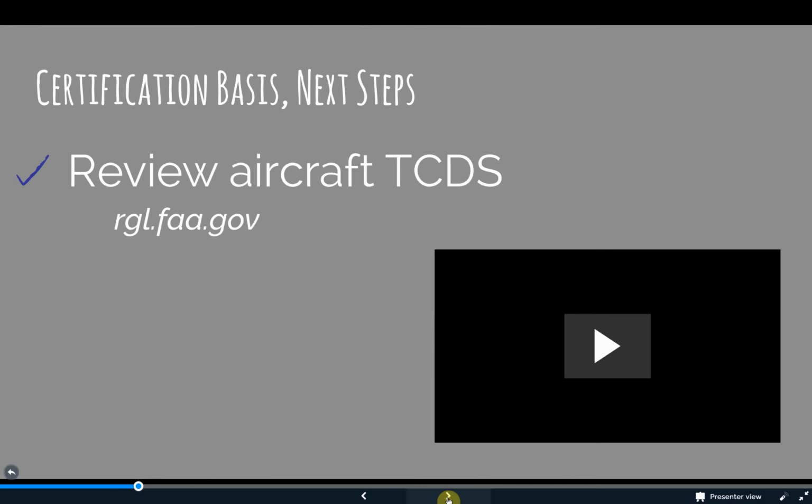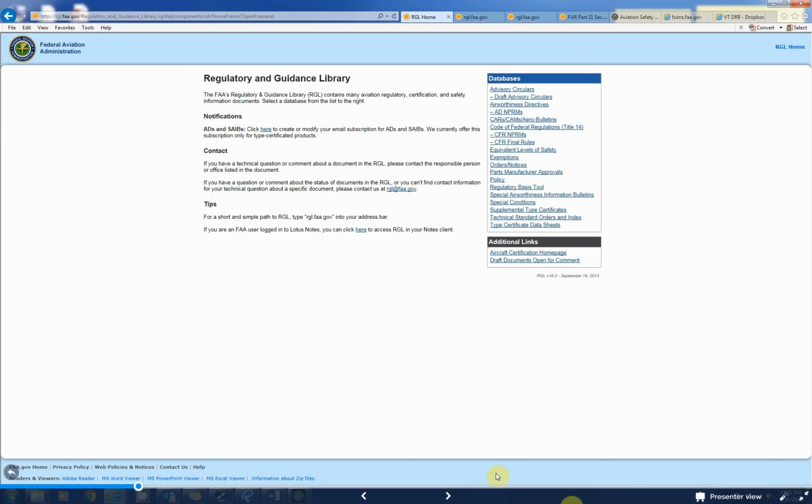Knowing a project is not significant, or even if it is, the next step is to understand the certification basis of the airplane or airplanes that we're working with. This starts with reviewing and understanding the most current Type Certification Data Sheet, or TCDS. These can be found for every aircraft certified by the FAA at the Regulatory and Guidance Library, or RGL.